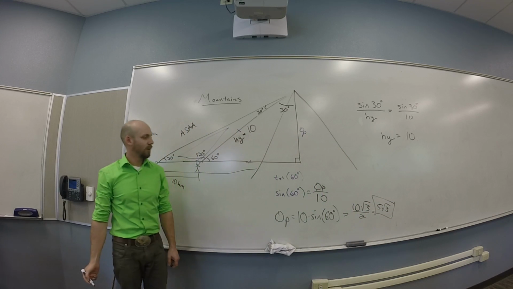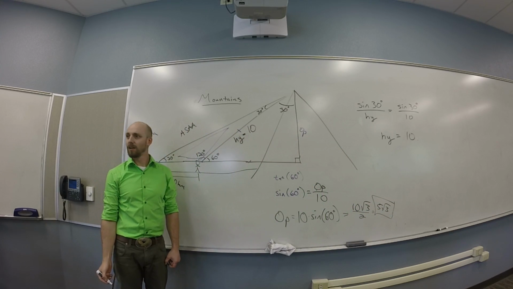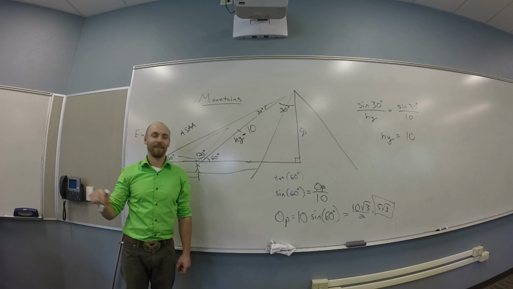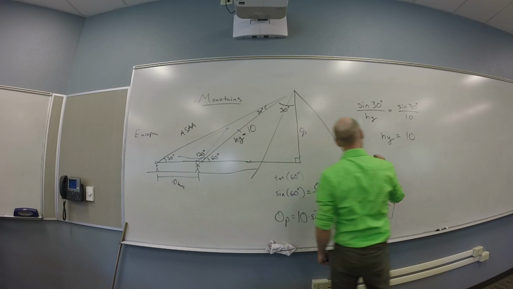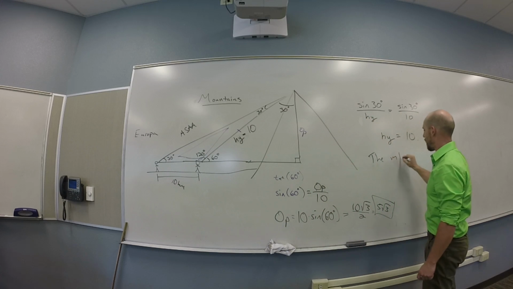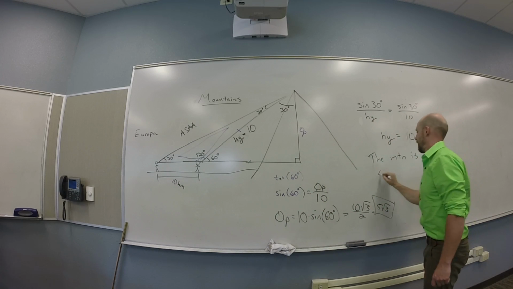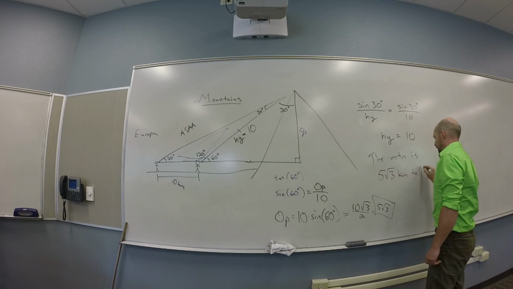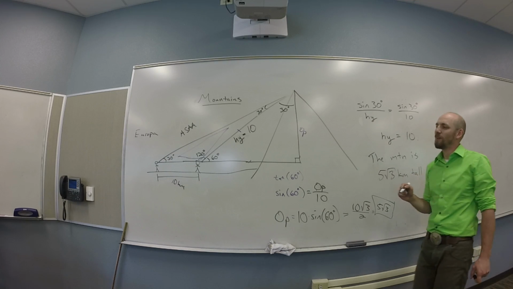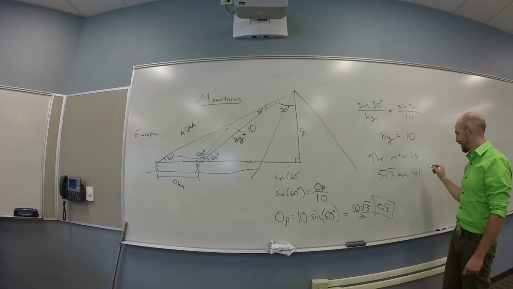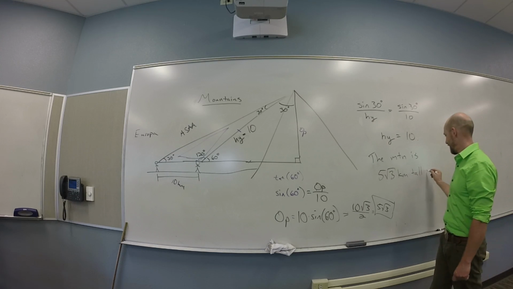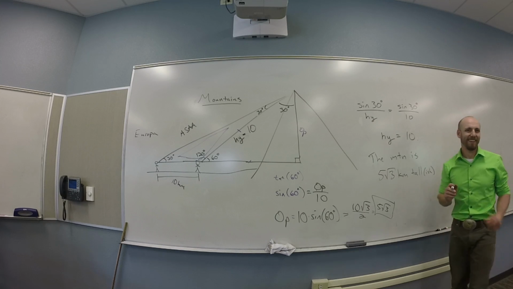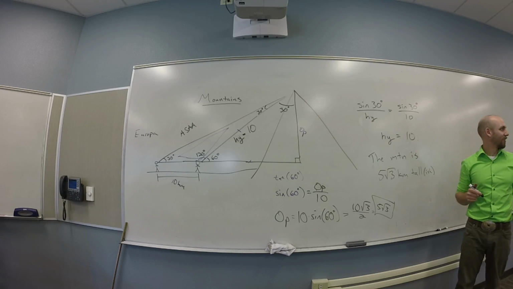And what are the units on that? Oh, I circled that like I was done. It's 5 root 3 kilometers high. So the mountain is 5 root 3 kilometers tall, plus the person's height. You guys all good with that?